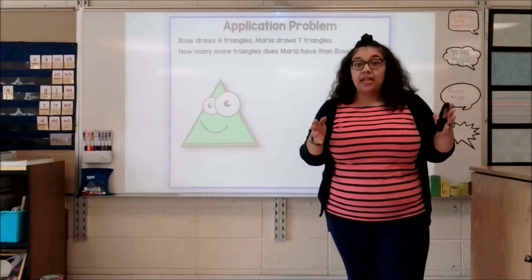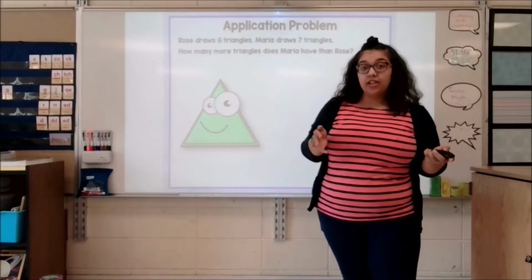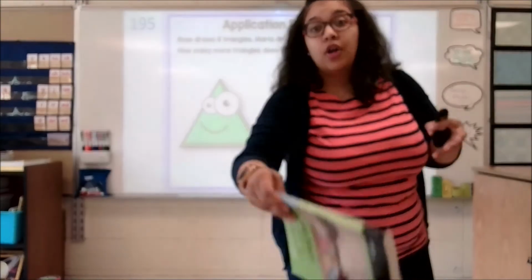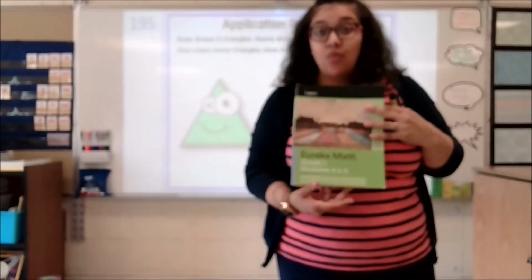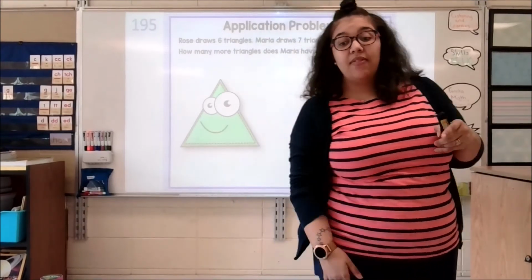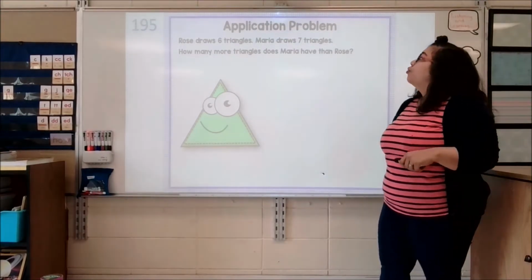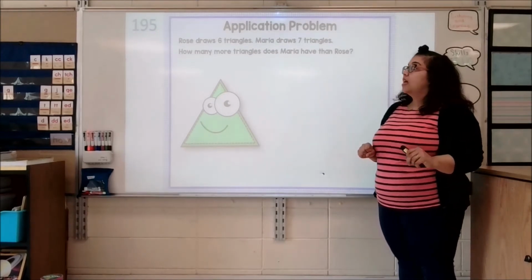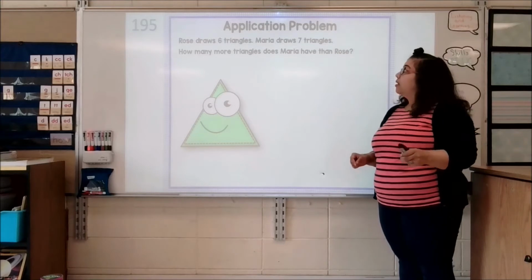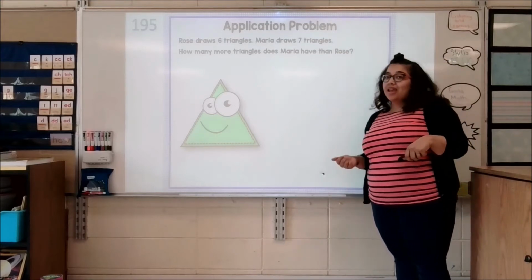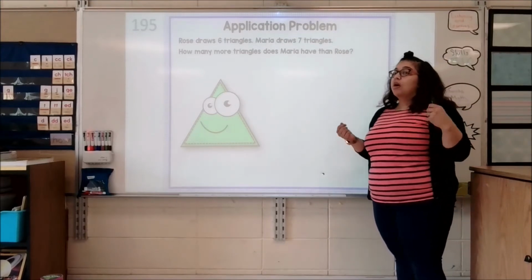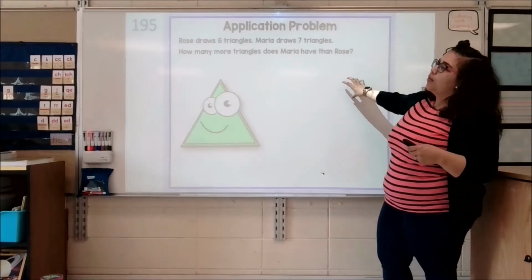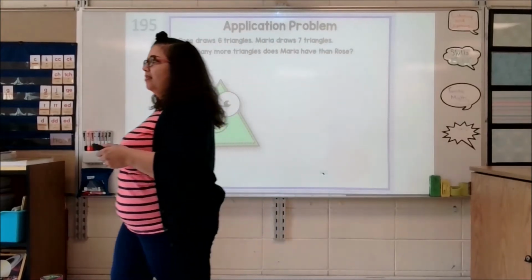Now, let's go ahead and proceed with our application problem, which is on page 195 in our Learn books. It reads, Rose draws 6 triangles. Maria draws 7 triangles. How many more triangles does Maria have than Rose? So more than, we are comparing Maria and Rose's triangles. We're not putting them together. So go ahead and work that out, and we'll see what I did in a minute.